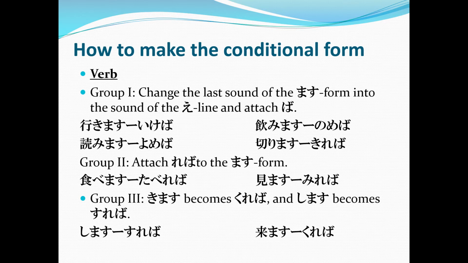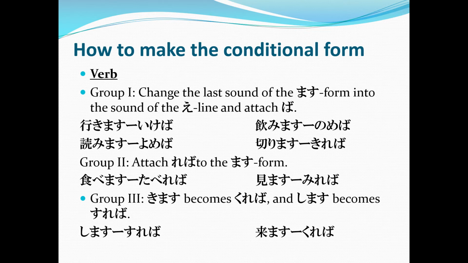Now, for yomimasu, its negative conditional form is yomanakereba. Again, yomanakereba. Now, for nomimasu, from nomanai, the negative conditional form is nomanakereba. Now, kirimasu, the negative form is kiranai, so it will become kiranakereba.